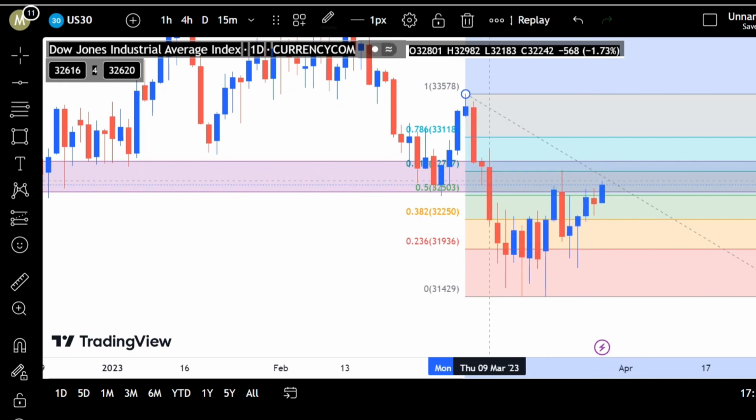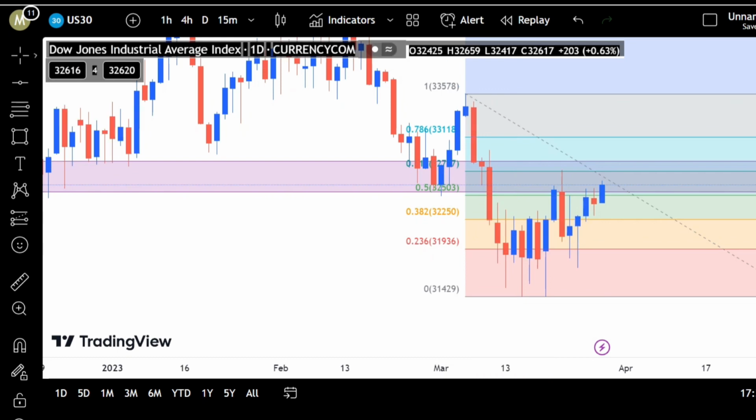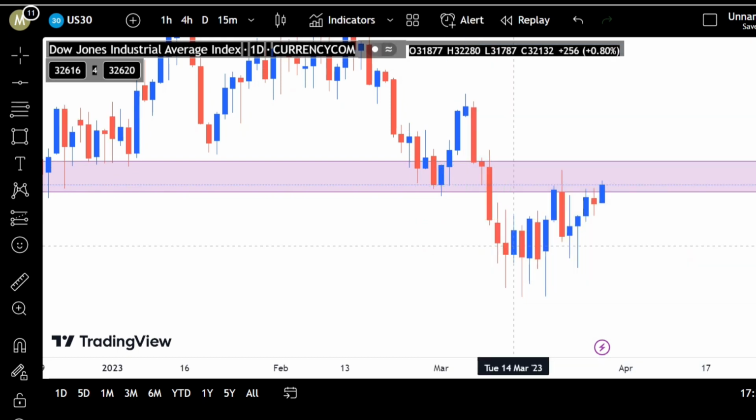As you can see, when you had imbalance in here, price had to come back and fill up that imbalance. So it's even at the 0.5 and 0.6 level, as you can see, traders. So we definitely just need price to retest in here. Then we're going to see a push to the downside.